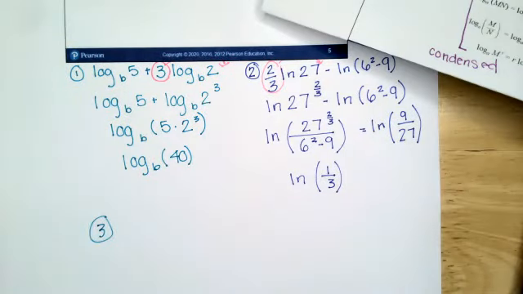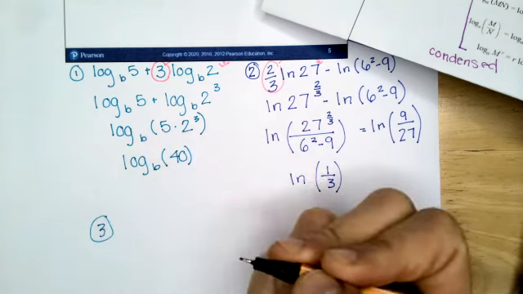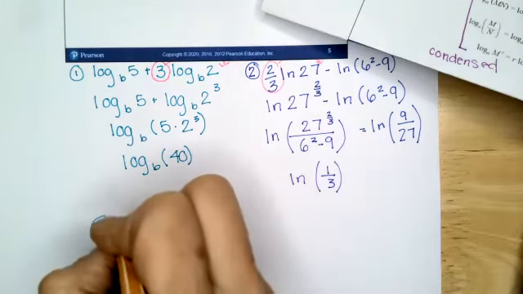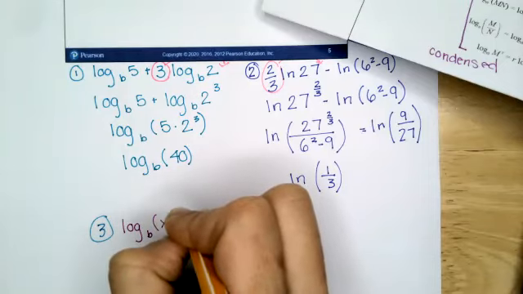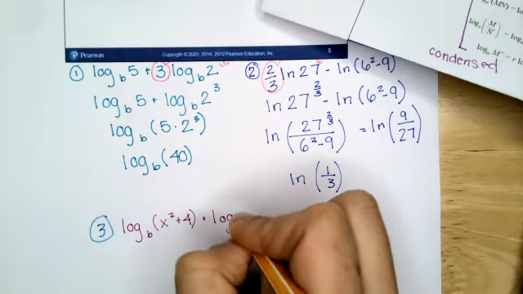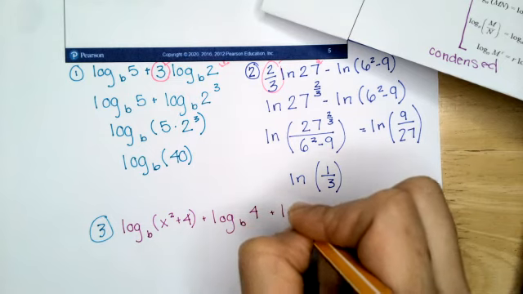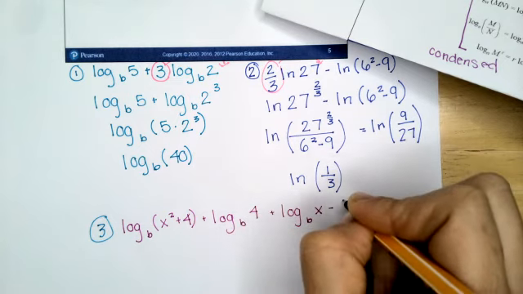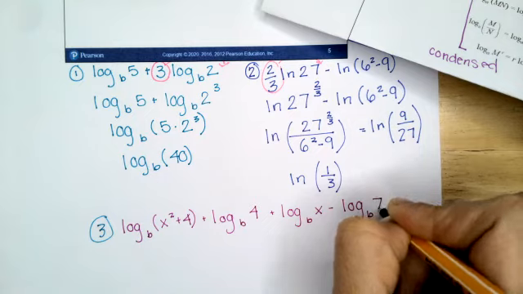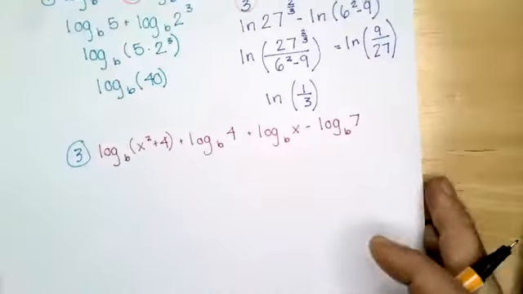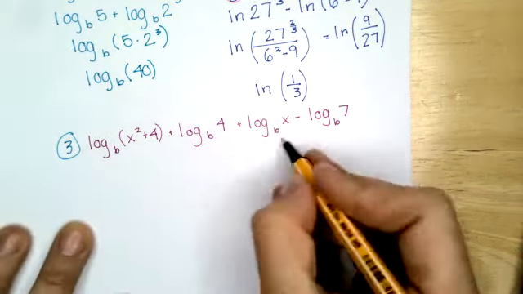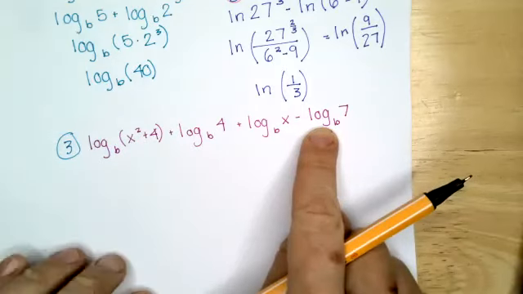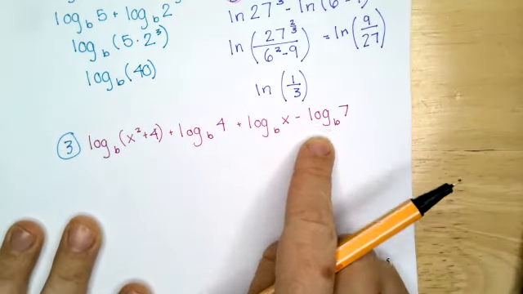Last one. We have, oh, they were letters and I was putting them as numbers. I have log base b of x squared plus 4 plus log base b of 4 plus log base b of x minus log base b of 7. The first three are being added. So I'm just going to multiply those all together. And then this one's being subtracted. So I'll put them all on top and I'll put the 7 on the bottom of a fraction, right?